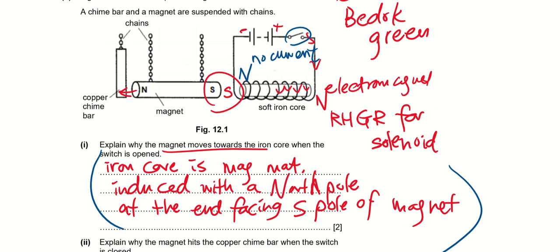Iron is a magnetic material. It will be magnetically induced with a north pole on the side that is facing the south pole of the magnet. South pole of the magnet is here. Where's the side that faces it? Over here. So magnetically, it will be induced with a north pole. So if here is north, here will be south. Opposites attract, right? Therefore, it will move towards the iron core.